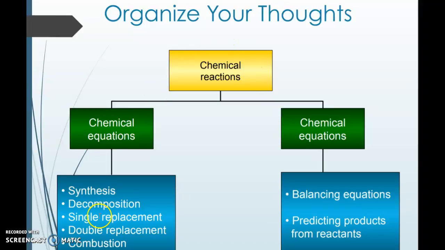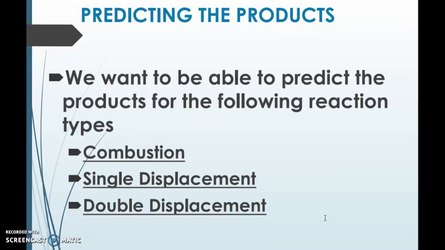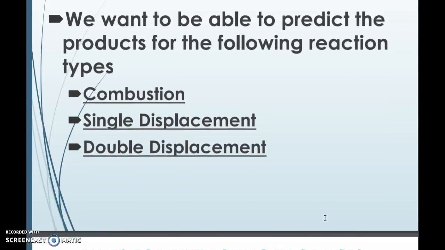On this side, you are just kind of naming your different types of reactions. So we've done that, but now we have to figure out what are the products. Again, we're not going to balance the equations yet, so we're going to skip that for now. When we predict the products, we're going to really focus on three types. We're going to focus on combustion, single replacement or displacement, and double replacement or displacement. Synthesis and decomposition aren't as simple, so we're going to focus on these three. Now in combustion, remember I told you that your products are always going to be carbon dioxide and water. That is going to be something you'll always have to remember.